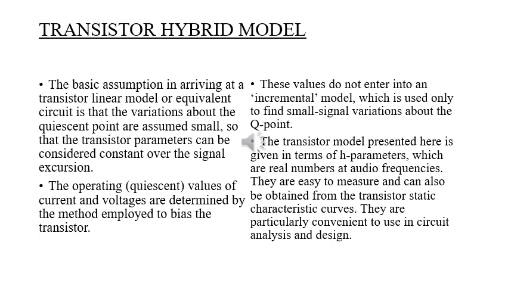The basic assumption in arriving at a transistor linear model or equivalent circuit is that the variations about the quiescent point are assumed small, so that the transistor parameters can be considered constant over the signal excursion. The operating or quiescent values of the current and voltages are determined by the method employed to bias the transistor. These values do not enter into an incremental model, which is used only to find small signal variations about the Q point.